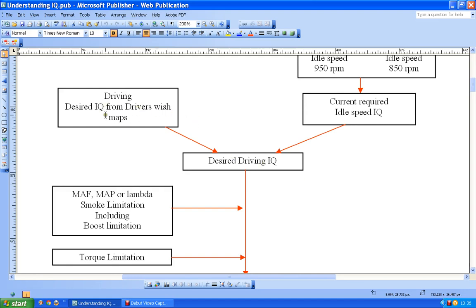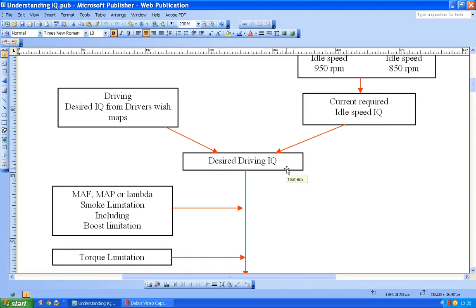But I'm just going to assume, for want of any other reason, that we've got the driver's wish map, we've converted that into an injection quantity, and we've got the current idle speed quantity. I'm going to assume it's the one that's going to kick in if I suddenly put my foot on the brake or if I change gear. And so I'm going to assume that that is giving me my desired driving injection quantity. So that's where I arrive at my desired quantity.